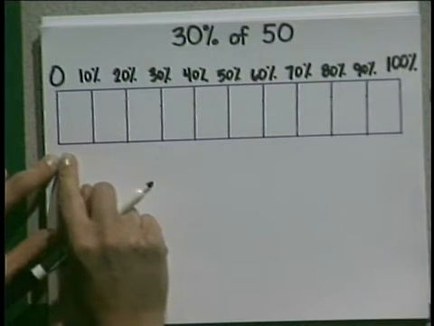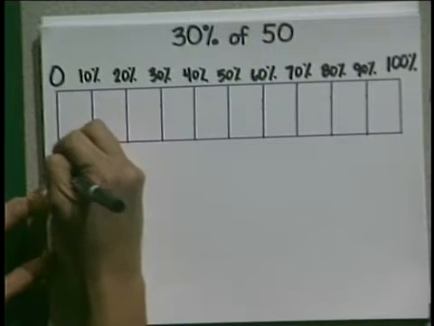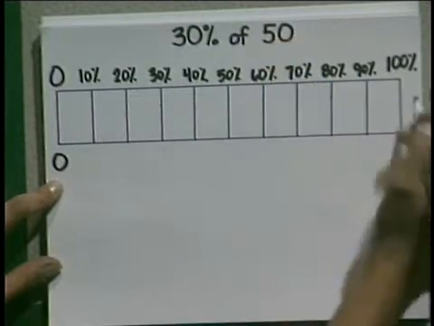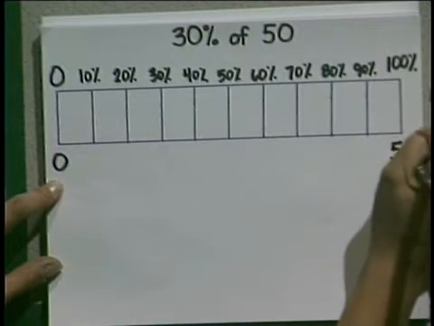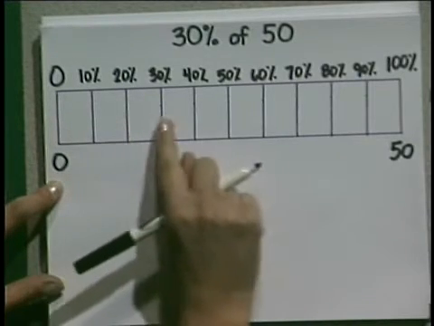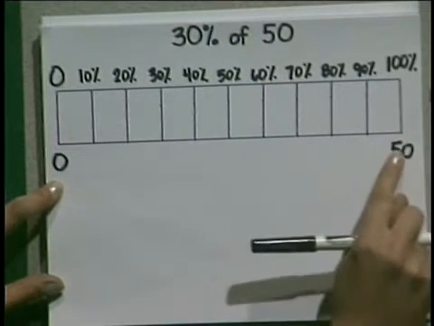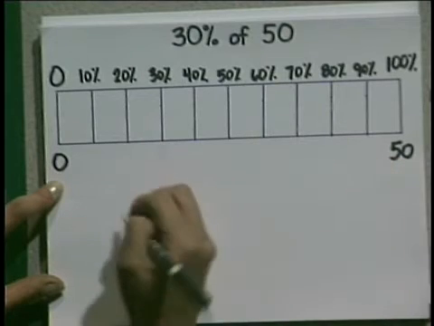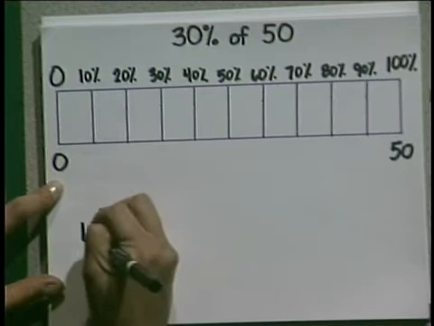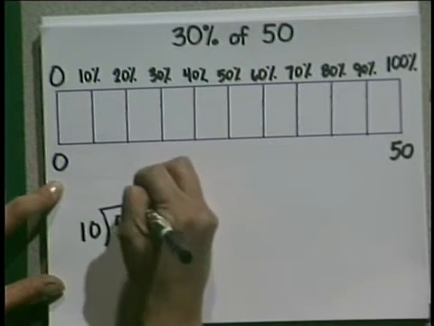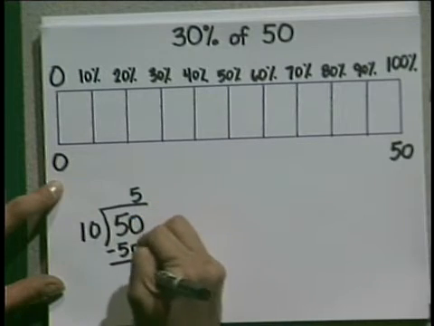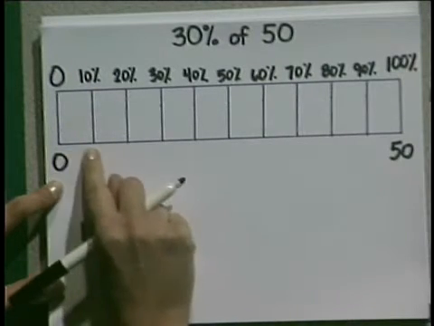At the bottom of my percent model, again, I'm going to start with 0, and it's out of a total of 50. So at the end of my percent model, I'm going to put a total of 50. Now again, it's divided into 10 equal sections. So I'm going to take my total of 50 and divide it by 10 to give me 5. So that means that each section is worth 5.